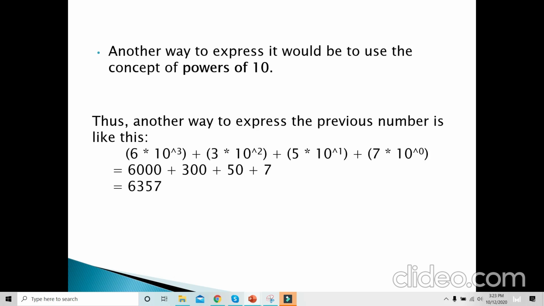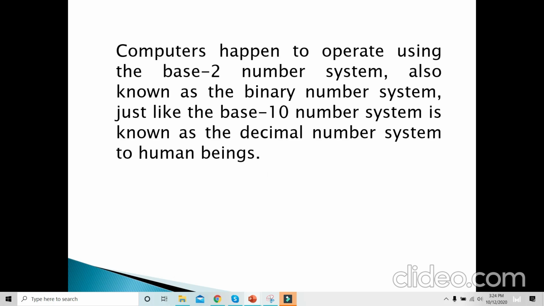So you come up with 6,357. Another way to express the decimal number system would be using the concept of powers of 10. Thus, another way to express the previous number, 6,357, would be like this: 6 times 10 to the power of 3, 3 times 10 to the power of 2, 5 times 10 to the power of 1, 7 times 10 to the power of 0. Still you get the same sum, which is 6,357.